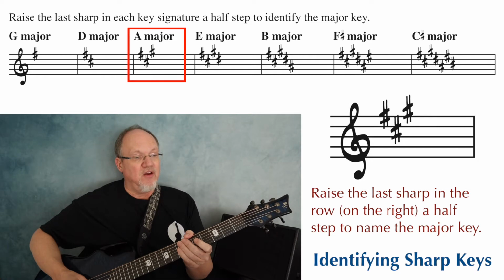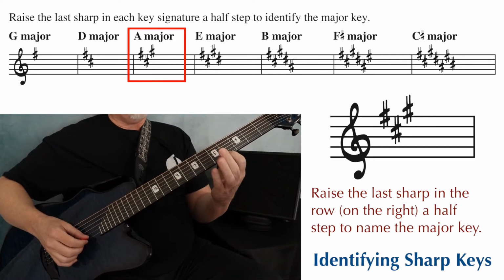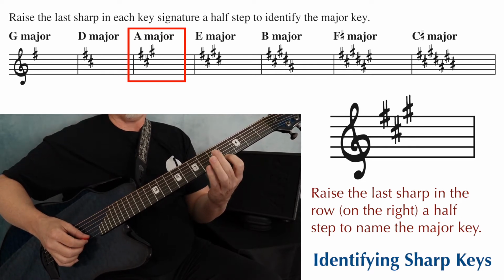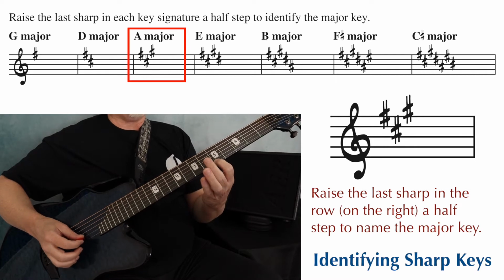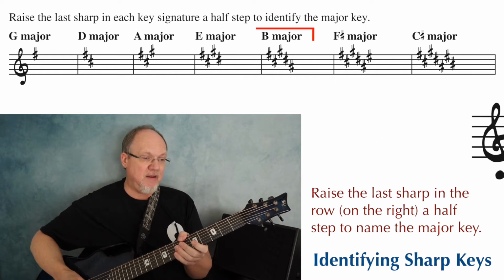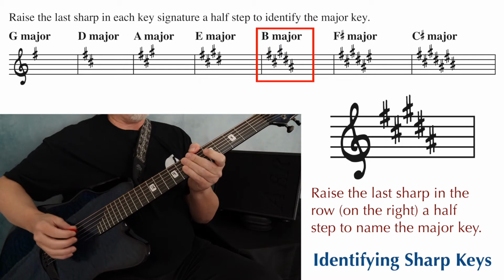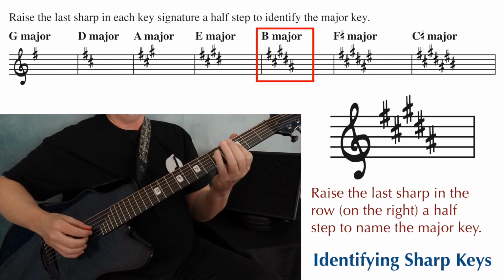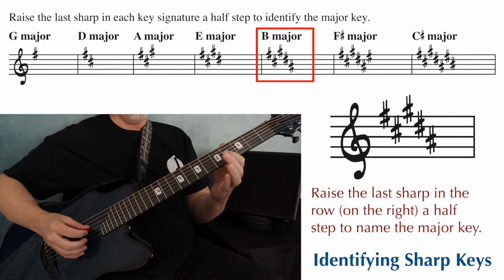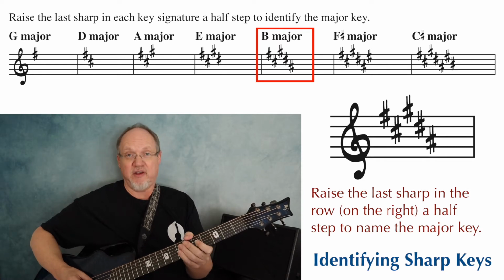A major. We have an F sharp, C sharp, and a G sharp. The last sharp in the row is a G sharp. You would take that G sharp, raise it a half step or one fret to find yourself on an A, and that's how you can identify the key of A major. And B major. It's got five sharps, but the last sharp in the row is what we need to look at right now. That's going to be an A sharp. Raise that A sharp a half step or one fret. That lands us on a B, and so that's how you can tell from looking at that key signature that you're in B major.